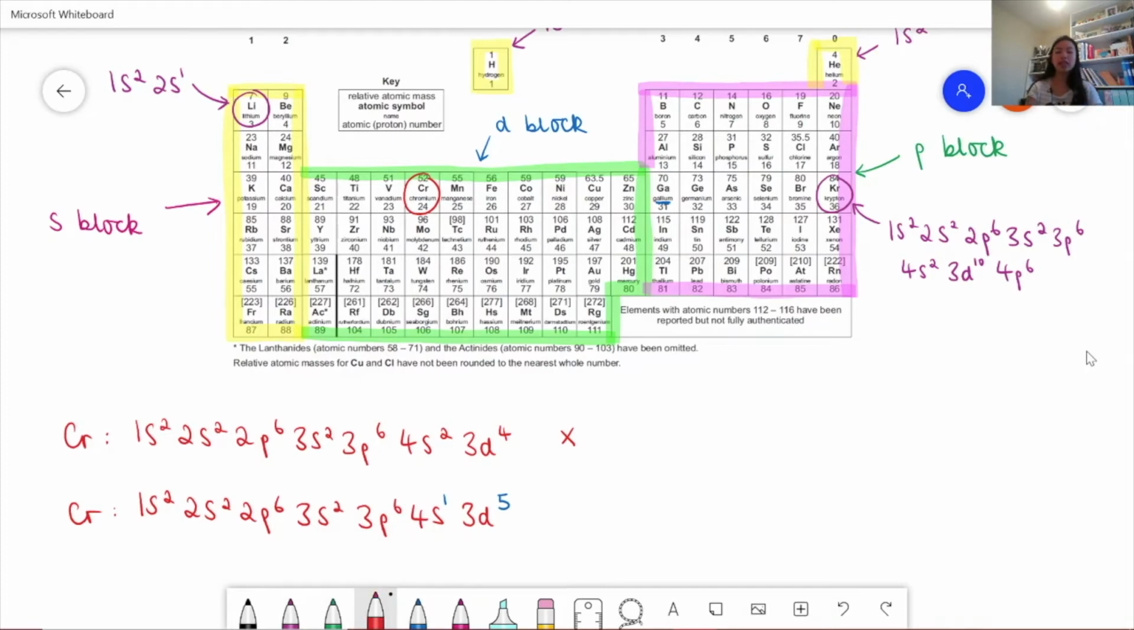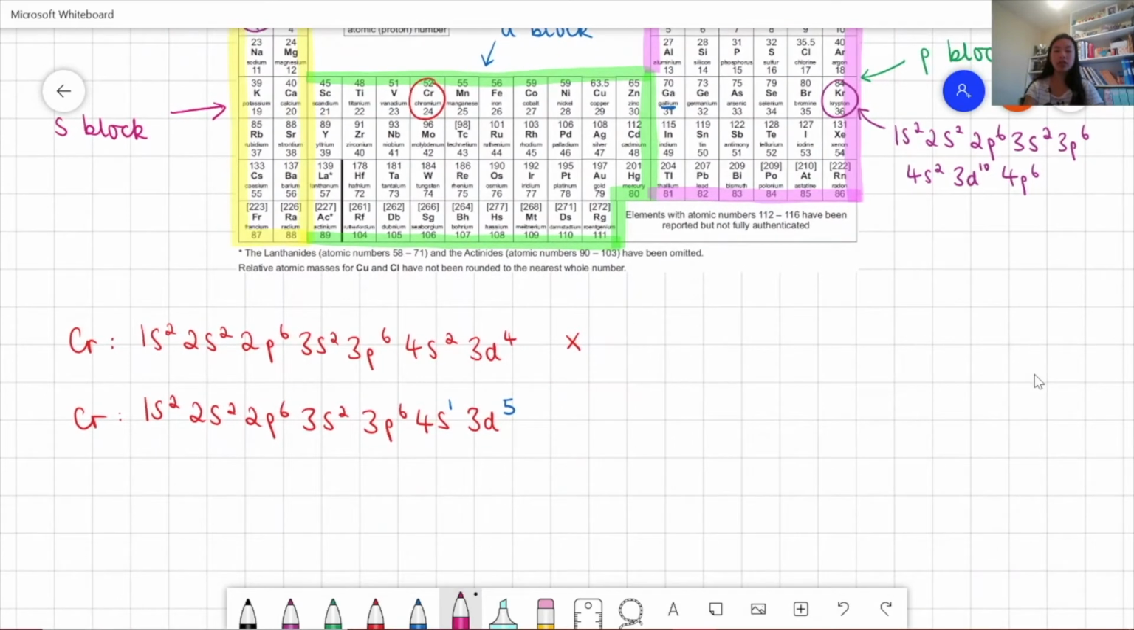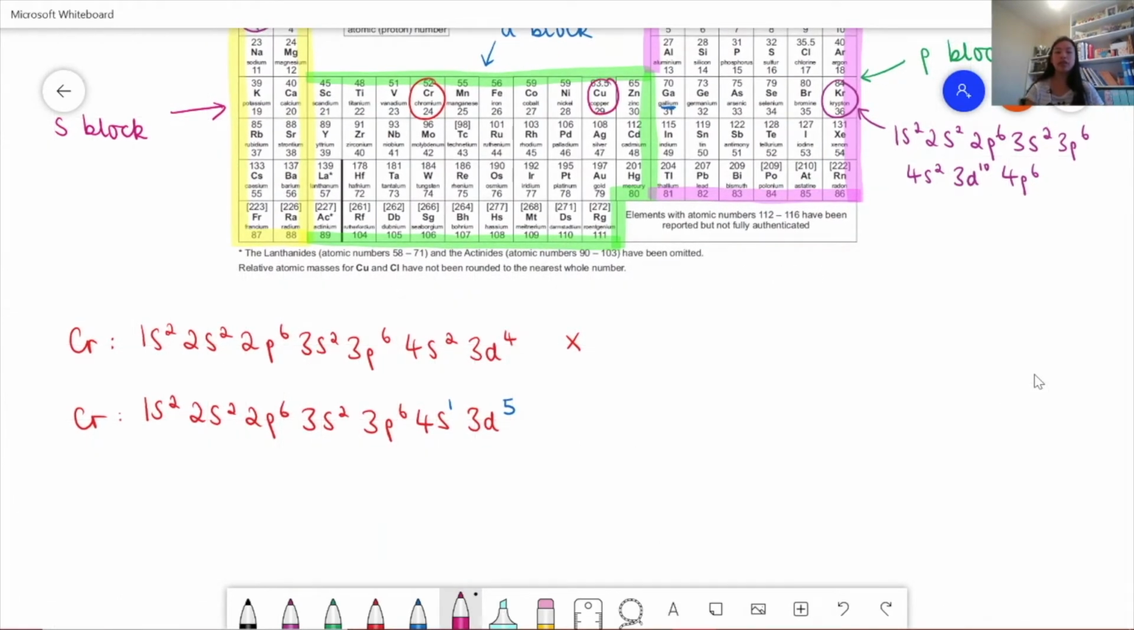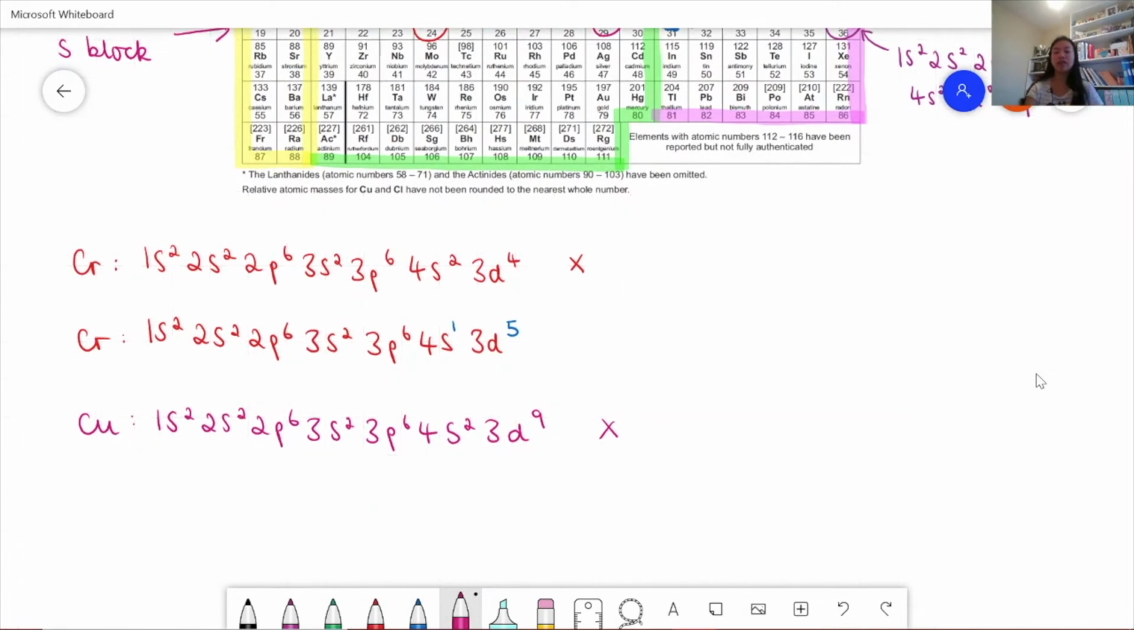And then looking at copper, we have a similar thing. So copper is here, and so we would expect 9 electrons in this 3d orbital. So we have copper is 1s2, 2s2, 2p6, 3s2, 3p6, 4s2, 3d9. However, this is wrong again because copper is also an exception and it likes to have one electron in its 4s orbital instead.